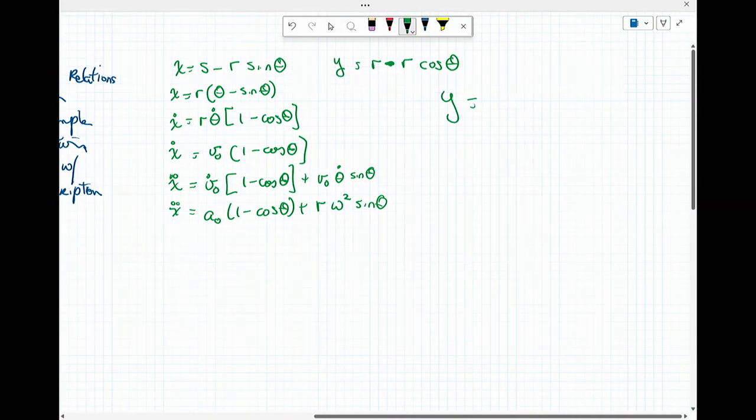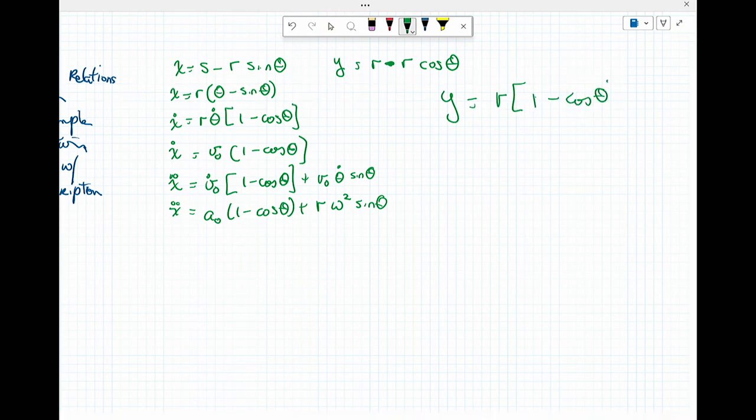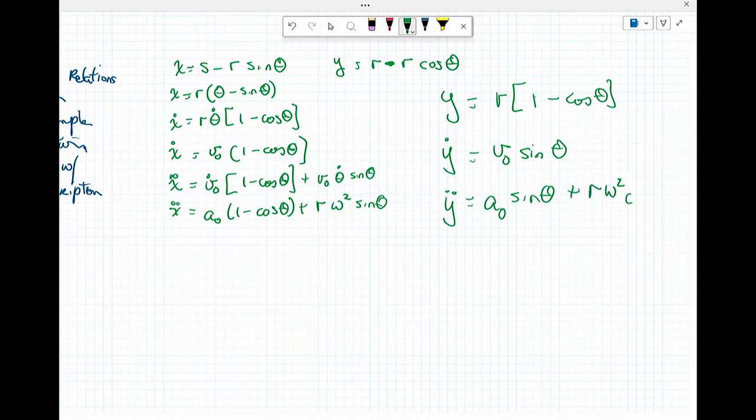Same thing here, y is equal to r times 1 minus cos of theta. Y dot is equal to v naught sine of theta. Y double dot ends up being a naught sine of theta plus r omega squared cos of theta.